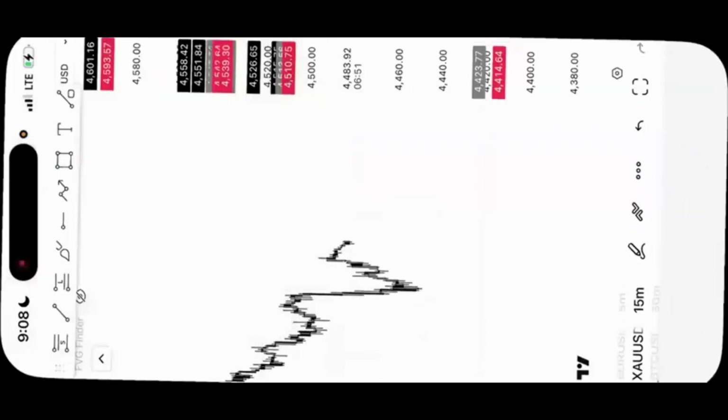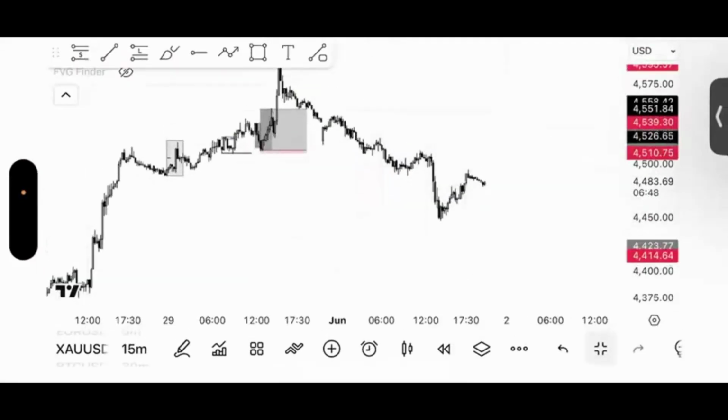So now I believe everybody can see my screen.